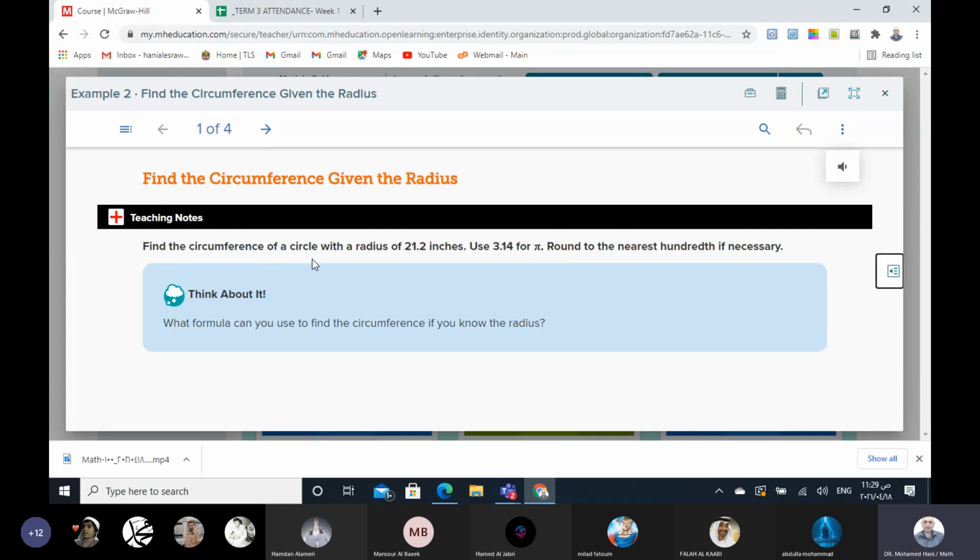Find the circumference of a circle with a radius. Now we have radius, not diameter. We have a radius of 21.2 inches. Use 3.14 for pi. Round to the nearest hundredths if necessary. I want all of you to try to find the circumference. Start please and tell me your answer.